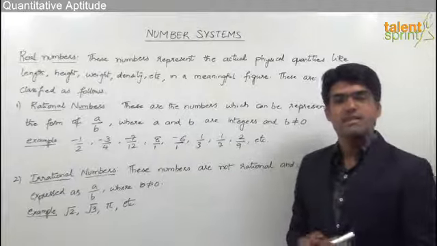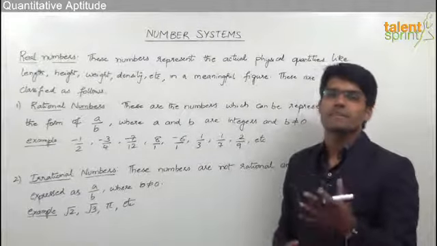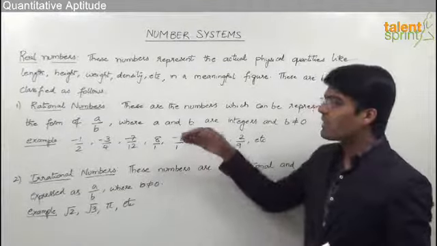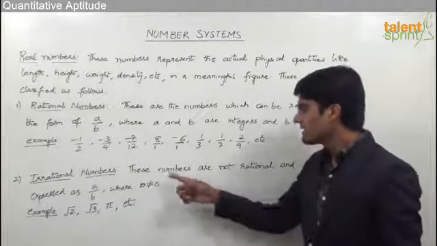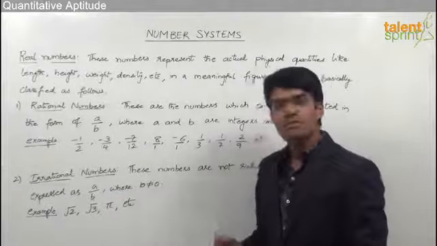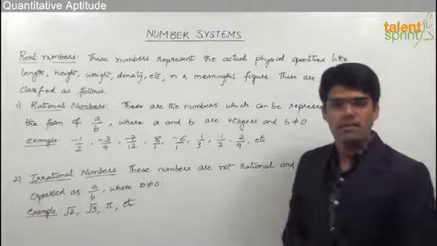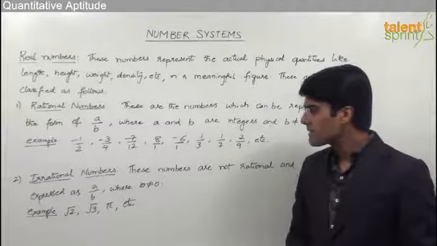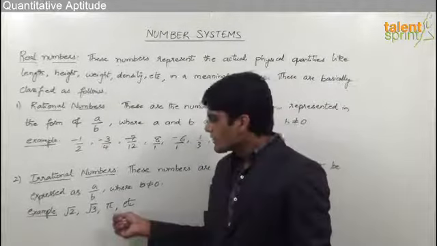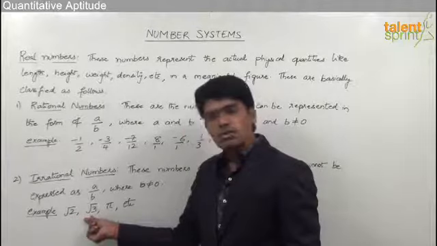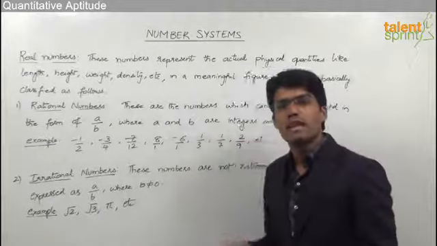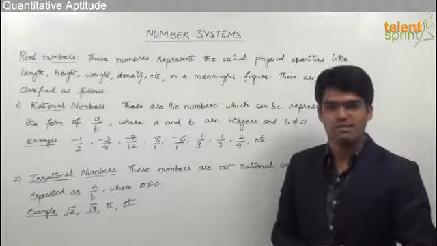Next comes irrational numbers. Irrational numbers are those numbers which cannot be expressed in the form of a by b, where b is not equal to 0. So we can say that numbers which are not rational are irrational. So as you can see here, these are the numbers that are not rational in nature and cannot be expressed as a by b, where b is not 0. So all those numbers which cannot be taken in the form of fractions should be considered as irrational numbers. And some examples here are root 2, root 3, pi, etc. So from this we can understand that all the square roots of imperfect squares come under irrational numbers. For example, root 5, root 7, root 8, all these form a part of irrational numbers.